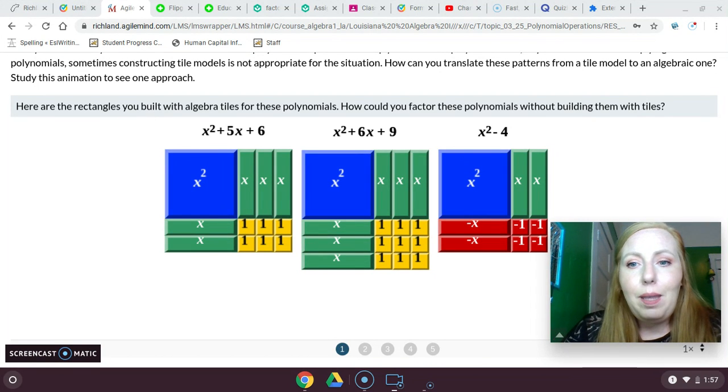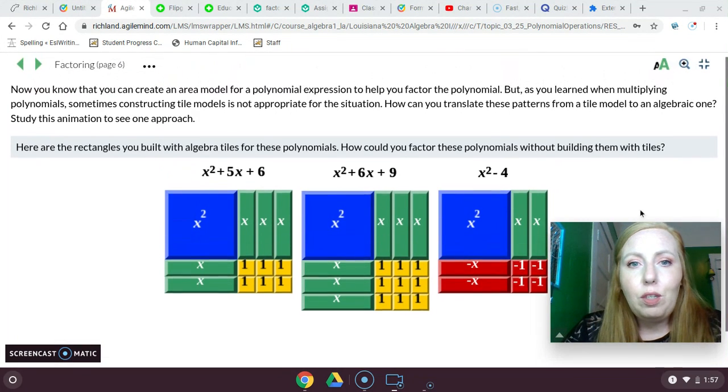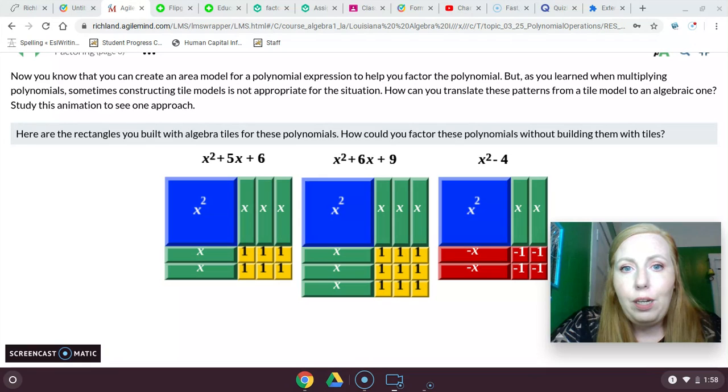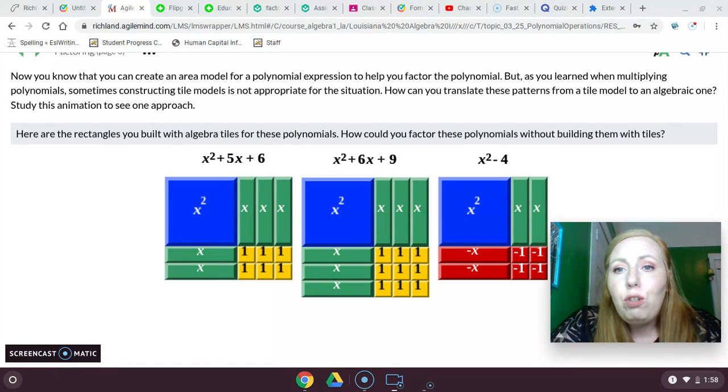All right, so we have been talking about factoring polynomials, and we've been using area models. So now that you know that you can create an area model for a polynomial expression to help you factor the polynomial, but as you learned when multiplying polynomials, sometimes constructing area tile models is not appropriate for the situation. How can you translate these patterns from a tile model to an algebraic one? Study this animation to see one approach.